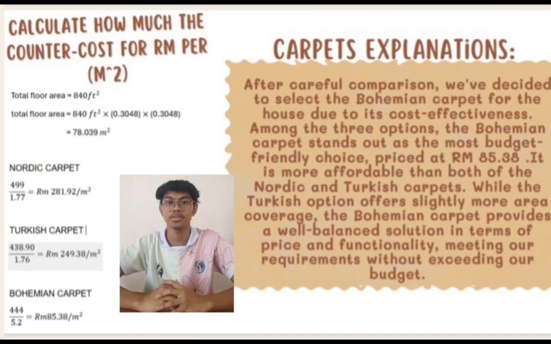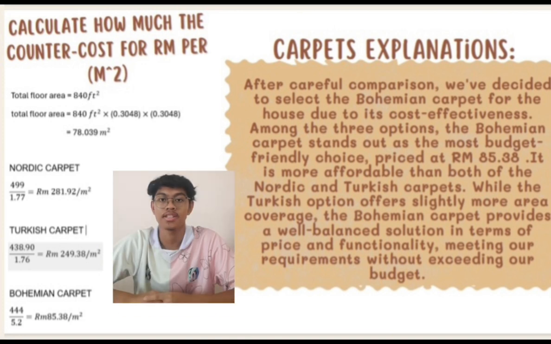For question number 2, calculate how much the carpet costs in RM per square meter. The formula that we use is just price per area for each carpet. For the Nordic carpet, the cost per square meter is 281 ringgit 92 cents. The Turkish carpet is 249 ringgit 98 cents, and the Bohemian carpet is 85 ringgit 38 cents.